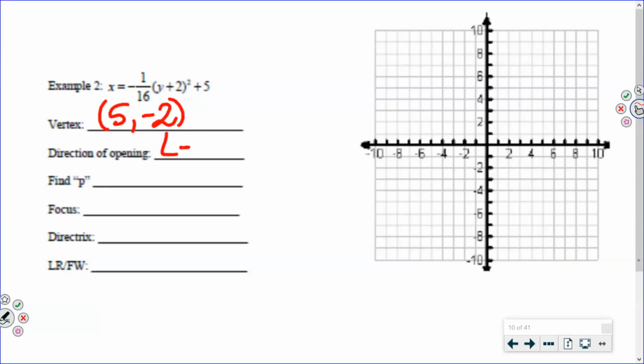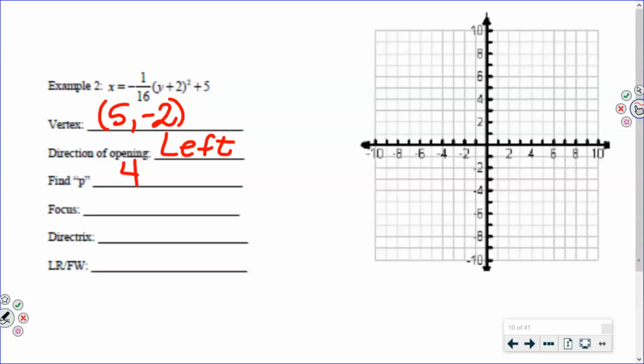You told me left already. You told me p was 4. Are there any questions on why p is 4? Any questions on how we got that? 4 is not even in the equation. But the p-value is 4. Focus. Where's your focus? Is it going to be to the right or to the left of the vertex? To the left. Whatever direction it's opening, that's where the focus is heading. So your directrix is going to be on the right side.